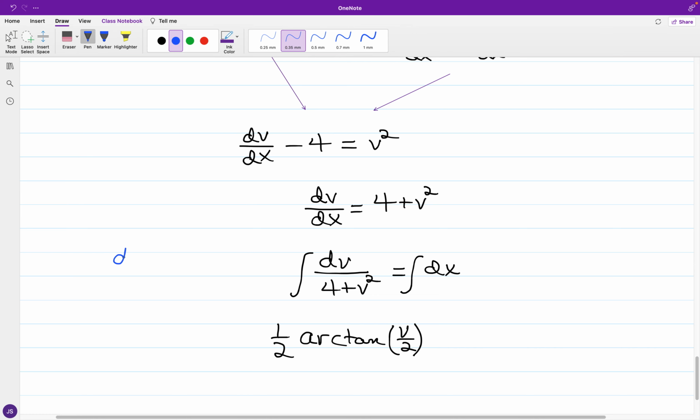So just a bit of a reminder. If I have du over a squared plus u squared, and I do not have any special u substitution required, then this would be 1 over a times the arctangent of u over a, followed by the constant.